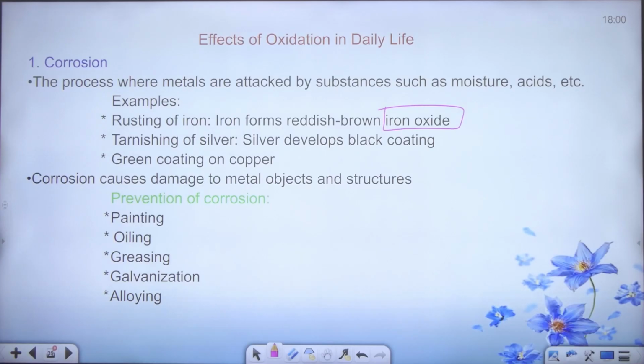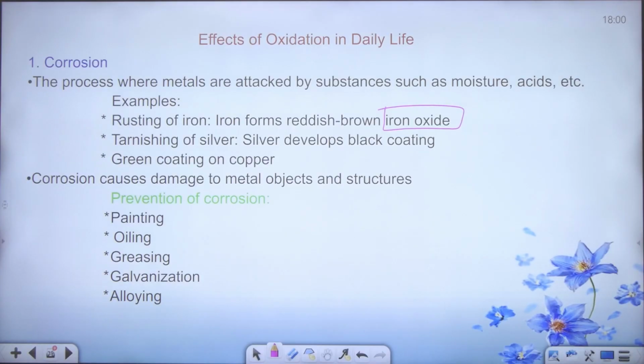Another example is tarnishing of silver. We know that silver ornaments react with the air to develop a black coating on the surface. Silver is easily reacted with by air, developing a black coating on the surface. This is also an example of corrosion: tarnishing of silver. Silver develops a black coating.